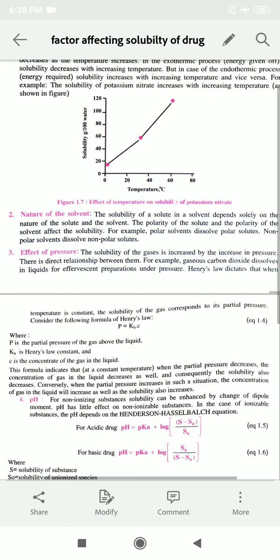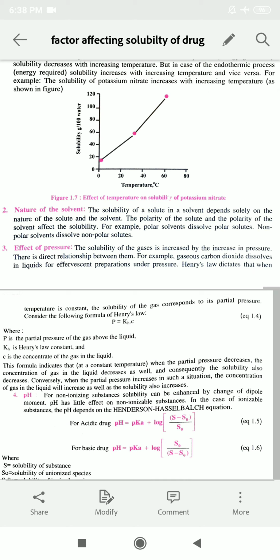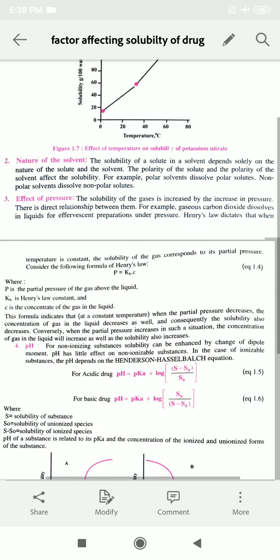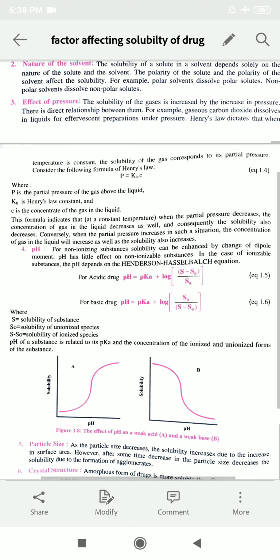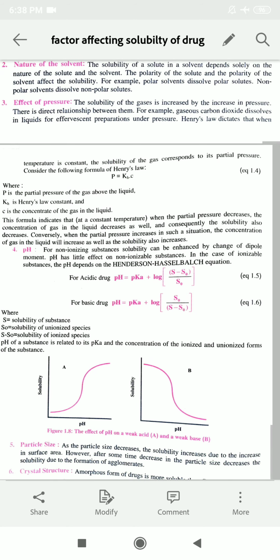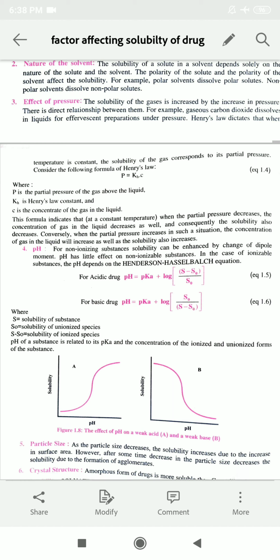Now Henry's law describes that at constant temperature, the solubility of a gas is related to the pressure. P equals Kh into C, where P is the pressure, Kh is Henry's constant, and C is the concentration of gas in liquid. This formula indicates that if the partial pressure decreases, the concentration of gas also decreases. Obviously, if we decrease the pressure, the solubility of gas in liquid will decrease, and if we increase the pressure, the solubility of gas in liquid will increase.